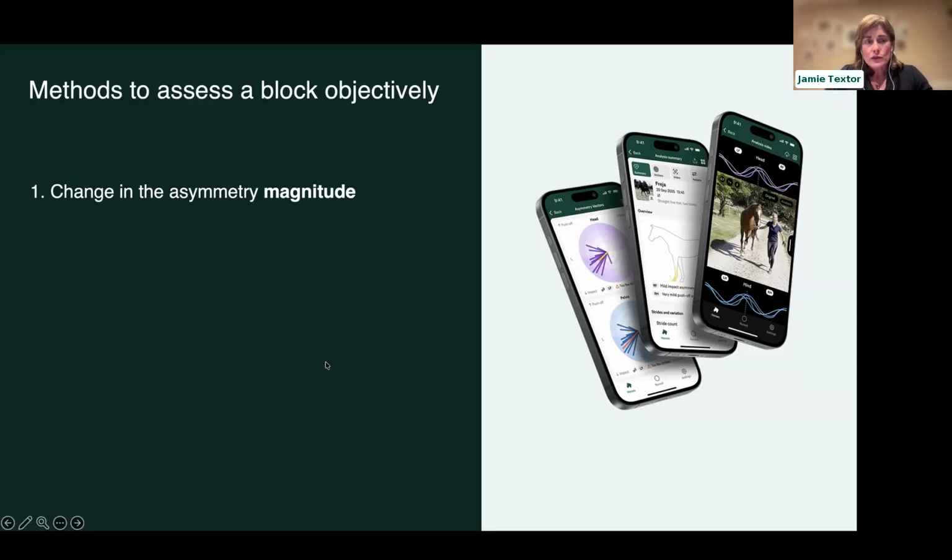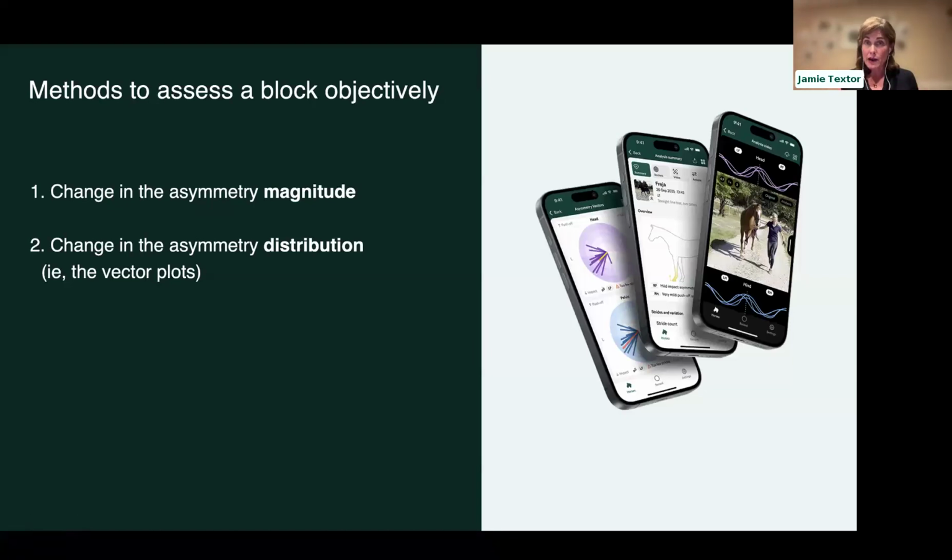The second thing we might do is actually look at a change in the distribution of that vector plot, the vectors that are representative of the asymmetry on a stride pair by stride pair basis. And we're going to talk about that more in detail in just a minute, don't worry. So if that begins to be more distributed rather than all bunched together in one direction very tightly, we know that the horse has changed the way it's moved after the block, even if we haven't eliminated the asymmetry entirely, and that's important.